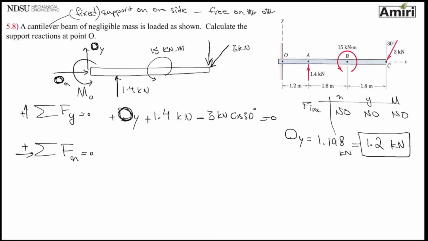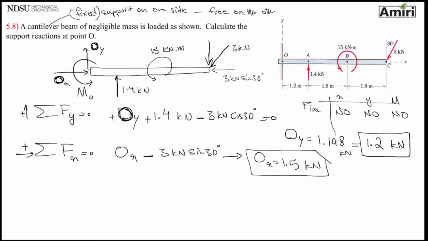I start from one side: OX, OY, M, I don't care, 1.4 is vertical, 15 is a moment. I go all the way till I reach the 3 sine 30, the x component, and it's pointing against my sign, so I'm going to put minus 3 sine 30. This will give me an OX of 1.5 kilonewtons. Okay. I have one last moment to take care of.